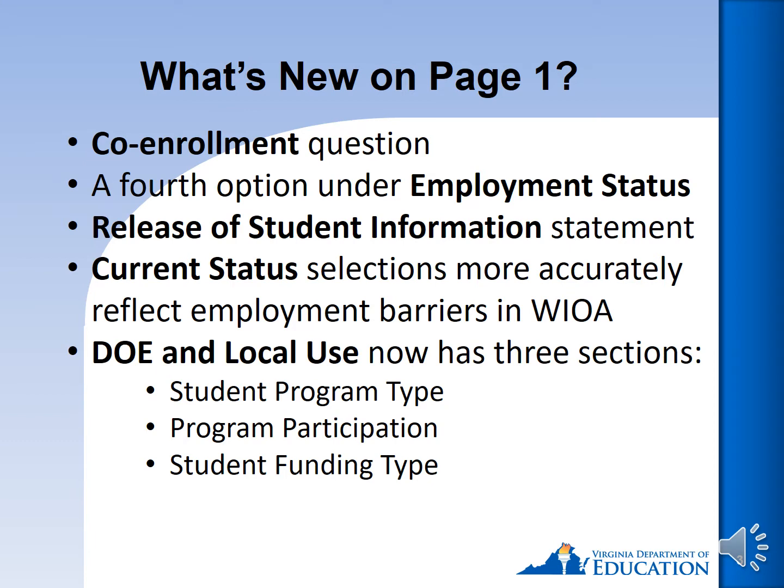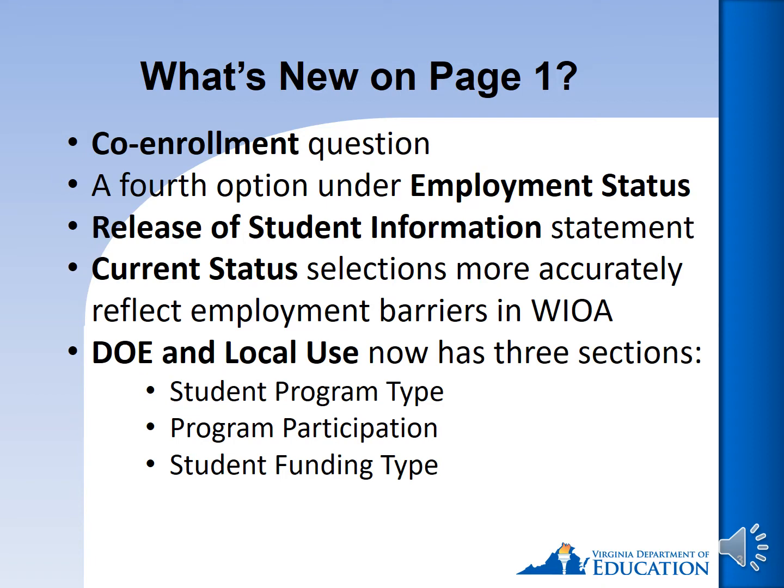So, what's new on page 1 of the ASPD? One of the new items on page 1 is a question about co-enrollment. Specifically, the question asks whether the student is currently enrolled in a community college program, a training program, and/or a vocational rehabilitation program. The student should check all that apply, even if 2 or more of the selections characterize a single program.